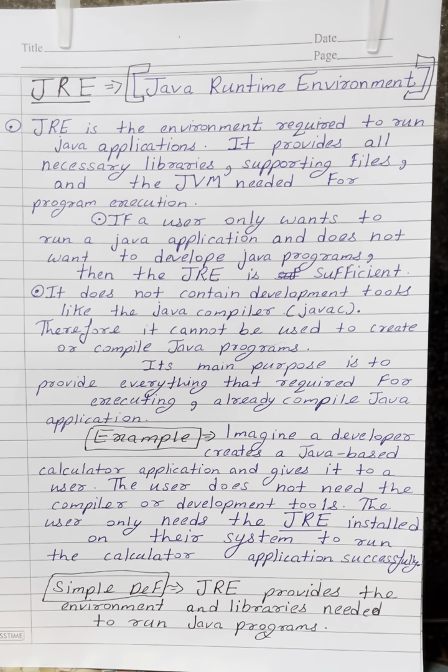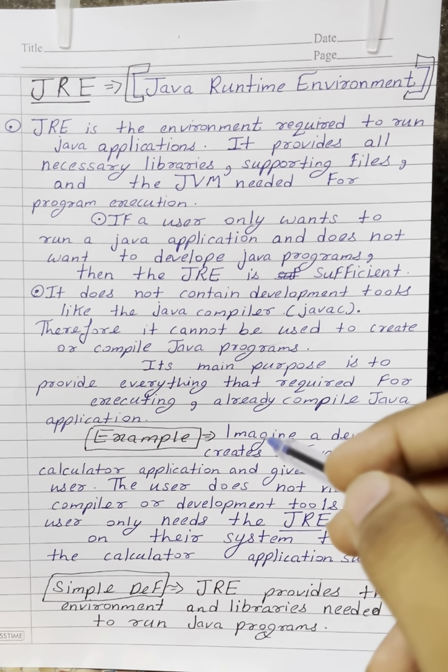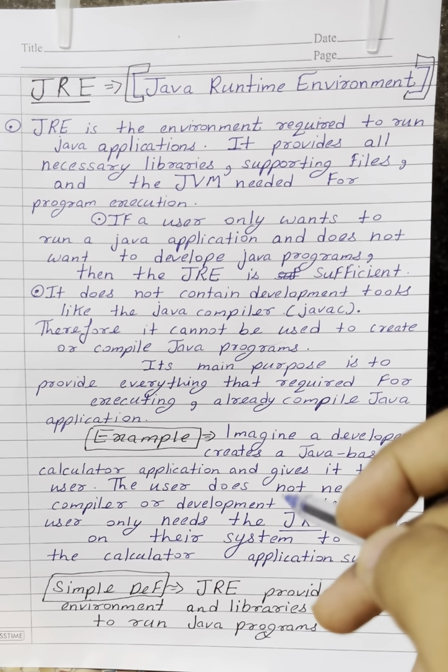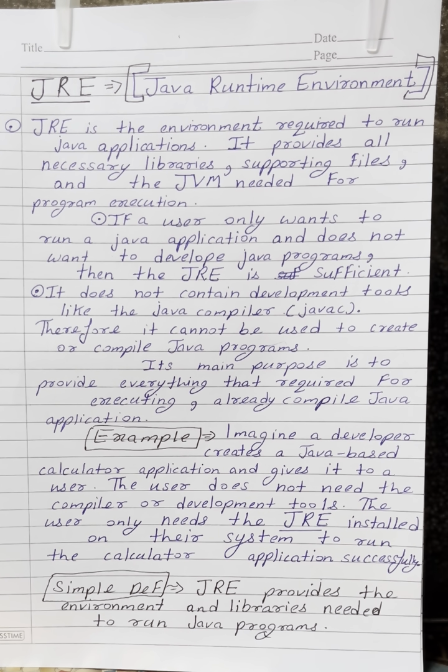We can understand this with an example. You can see there. Imagine a developer creates a Java-based calculator application and gives it to a user. That time, the user does not need the compiler or development tools because he or she is not a developer or doesn't need to write any code. They just want to use that application. So the user only needs the JRE installed on their system to run the calculator application successfully. With this example, you can understand the application or function of JRE.